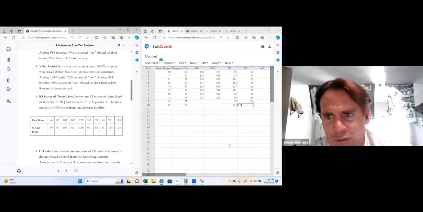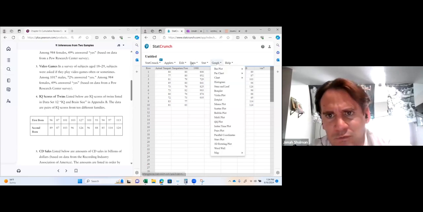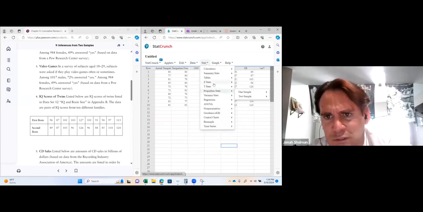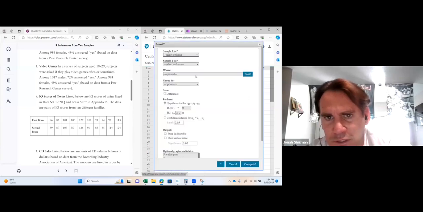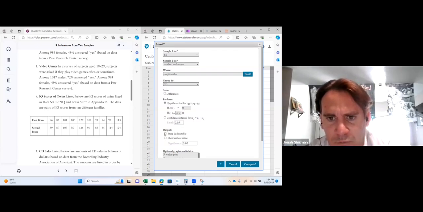The alternative would be there's some difference. So it's two-tailed. We're going to use a 0.05 significance level. But basically, this is definitely a paired set of data. So that's the firstborn. That's the secondborn. We're just going to say that there's some difference. And we are going to show the critical value.